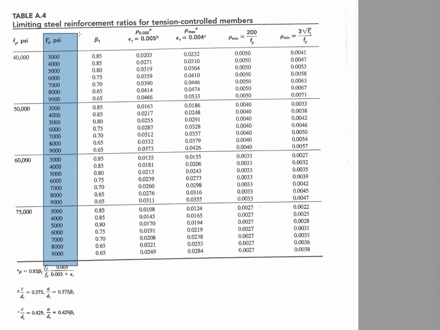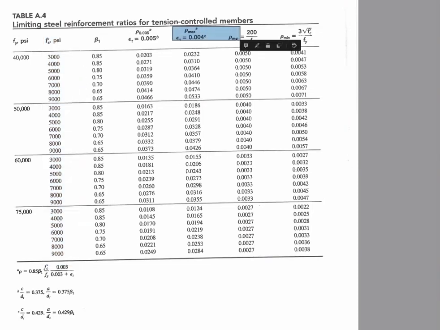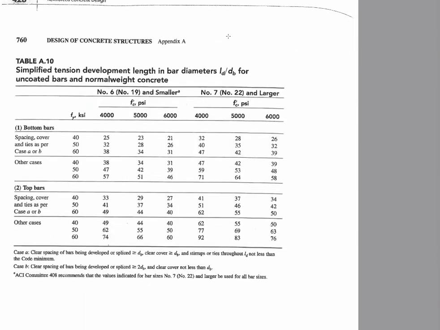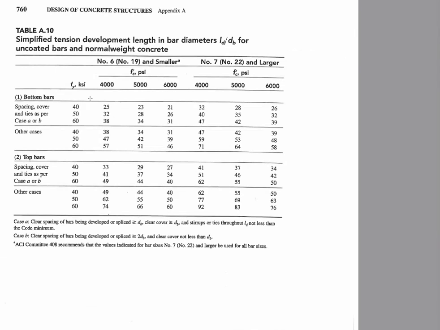And then we'll have some rho minimums. And rho is a ratio of the area of steel to the area of concrete. And we'll look at that with the example. There's also a development length. That's going to be a function of concrete strength for some different ranges of bars. So this would be number 6 and smaller, or number 7 and larger, 2 categories. And then we have bottom bars and top bars.